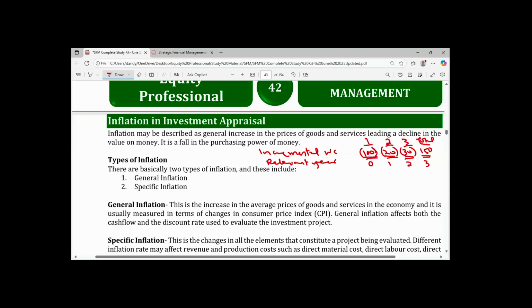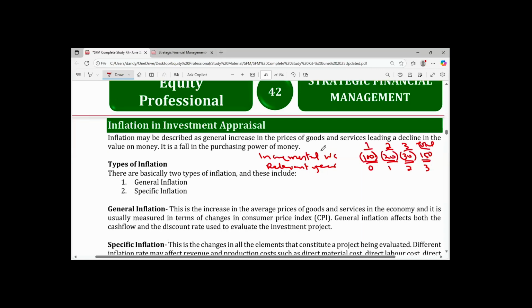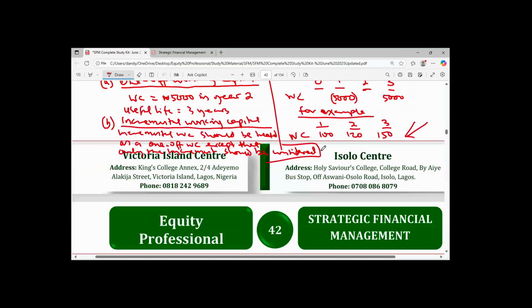On the day of your exam, it is incremental working capital the examiner will give you. That's very common in ICAN exam. ICAN really give a one-off working capital because it's straightforward. All right. And this incremental working capital can come in different forms. So when you see examples or likely exam questions, you will see what I'm talking about.